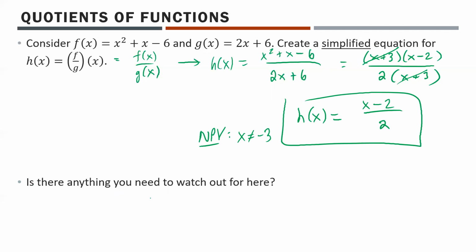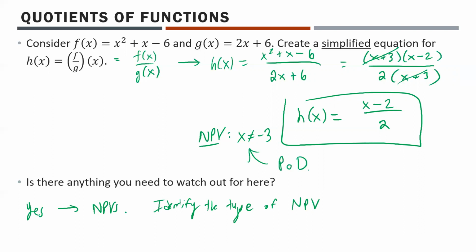So is there anything you need to watch out for here? Yes, it's your NPVs. And you might also want to identify the type of NPV that they are. So in other words, maybe we should also identify in this NPV that it's a point of discontinuity. If it was a vertical asymptote, that would be another story altogether. You could say it's an NPV of that, it's a vertical asymptote. But in this case, because it was on the top and the bottom, we know it's a point of discontinuity. So if we were to graph this in our calculator, it wouldn't look like it shows up in a calculator, but if we were actually supposed to graph it at x is -3, we'd have to put an open circle to denote that it's a point of discontinuity.